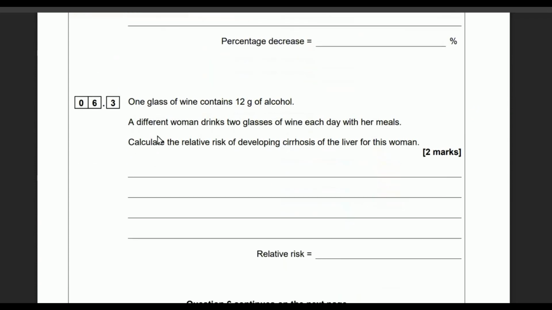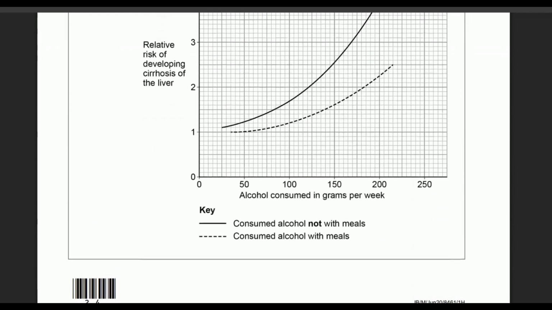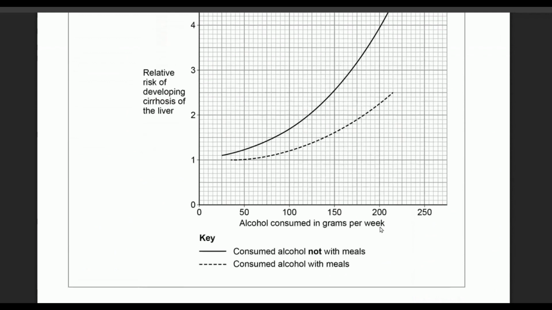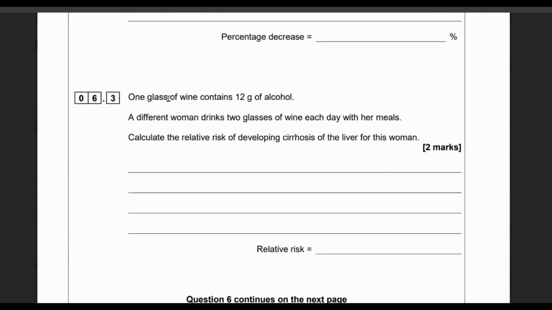One glass of wine contains 12 grams of alcohol. A different woman drinks two glasses of wine each day with her meals. Calculate the relative risk of developing cirrhosis of the liver for this woman. So she's drinking two glasses, that's 24 grams with meals. What is her risk? Oh, this is units of alcohol per week, folks. We need to work out how much she's drinking per week. She's drinking two glasses a day.